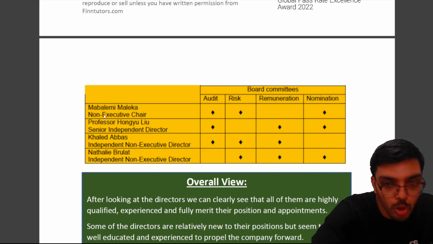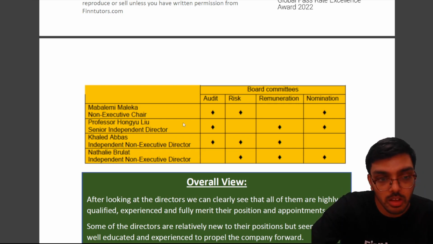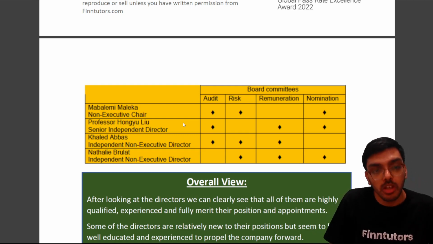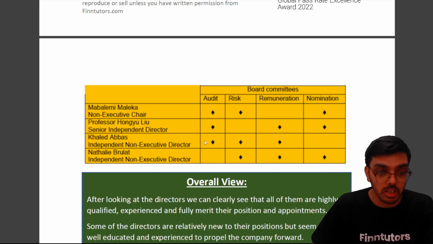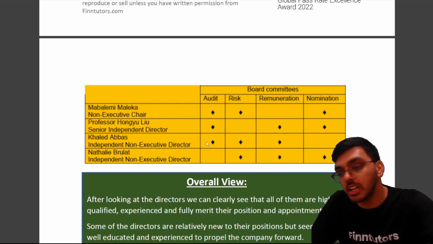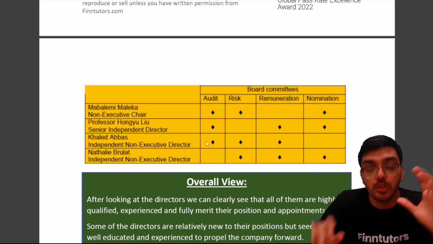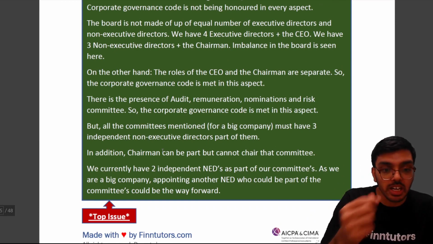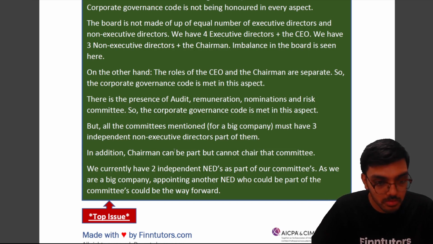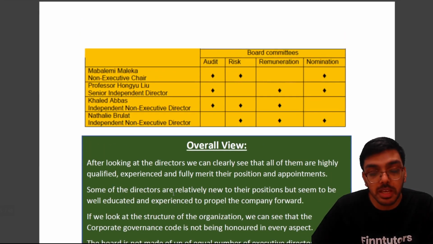Secondly, if you look at the composition of the committees, you will see that Mabalemi is part of 3 committees where we should have 3 independent non-executive directors. The chairman can be part but cannot chair that committee. So maybe the appointment of 1 extra independent non-executive director to the board and then making him part of these committees to fulfill this requirement will be looked at in the future. We currently have 2 independent NEDs as part of our committee. As we are a big company, appointing another NED who would be part of the committees could be the way forward. So Mabalemi is only not part of the remuneration committee.